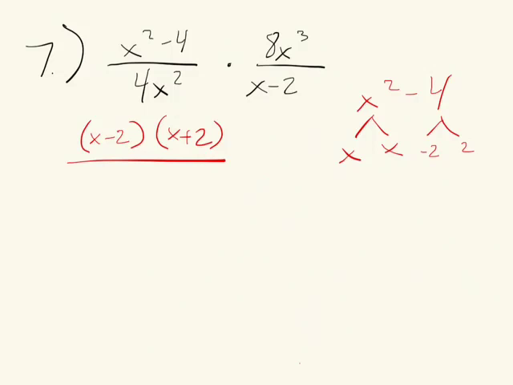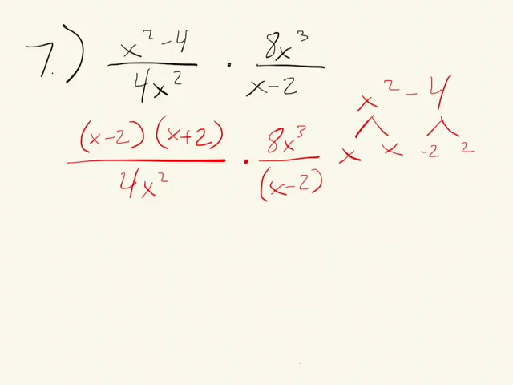4x squared, is there anything to factor? No, there's not. So we just have 4x squared there. This is multiplication, so we didn't have to worry about getting the denominators to be the same. 8x cubed, anything to factor? No. x minus 2, we'll just organize it with parentheses.